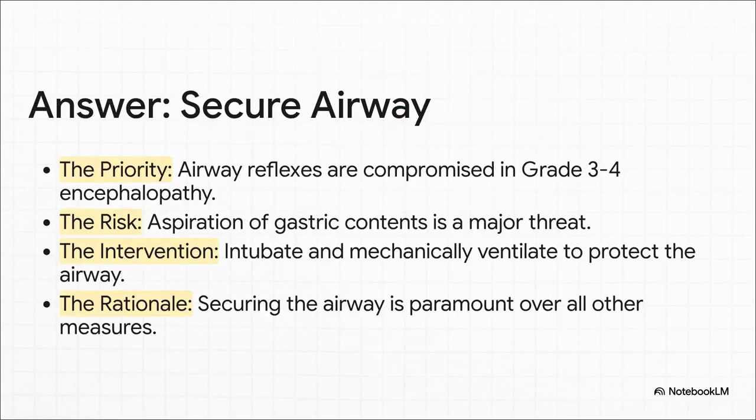The answer is C. Without a moment's hesitation, you intubate. This is airway, breathing, circulation 101. Once a patient hits grade 3 or 4 encephalopathy, their protective reflexes, their gag, their cough are gone. The risk of aspirating and developing a fatal pneumonia is sky high. Securing that airway with an endotracheal tube is the absolute top priority. Everything else, antibiotics, diagnostics, everything comes after.